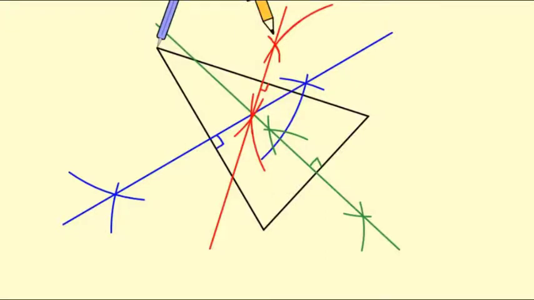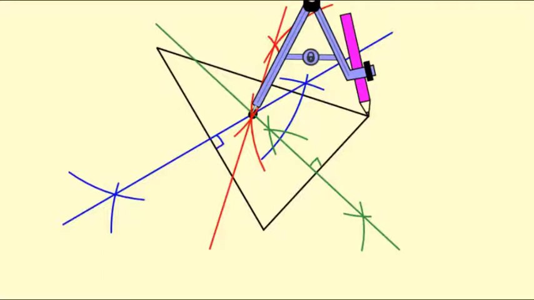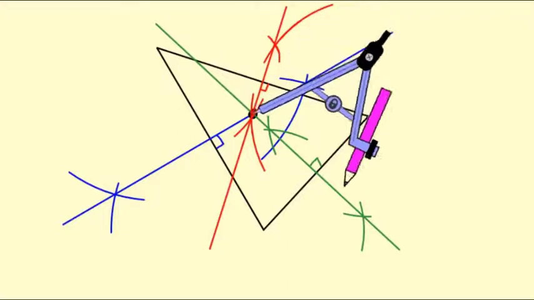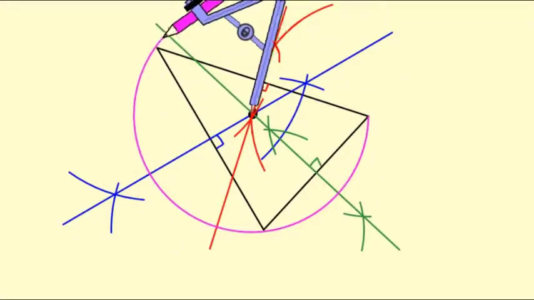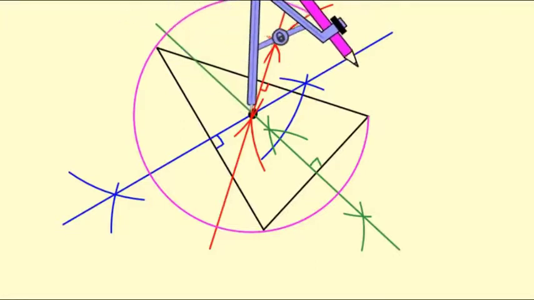I've done all three perpendicular bisectors in different colors so you can see the marks that go along with each. And the point right here in the center is the circumcenter. Now the reason that it's called the circumcenter is because it is the center of the circumscribed circle for this triangle. So if I put the compass point on the circumcenter, I can circumscribe a circle around the triangle.